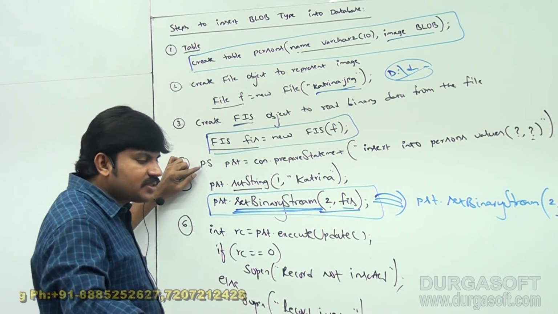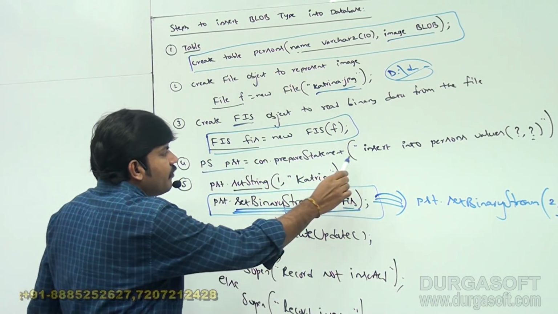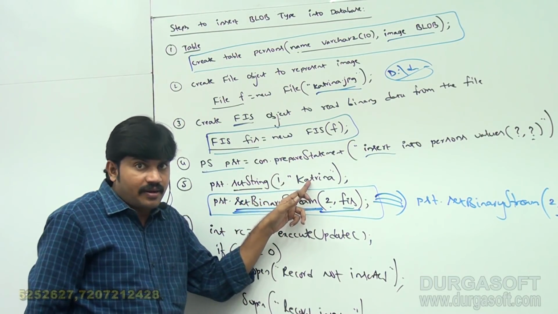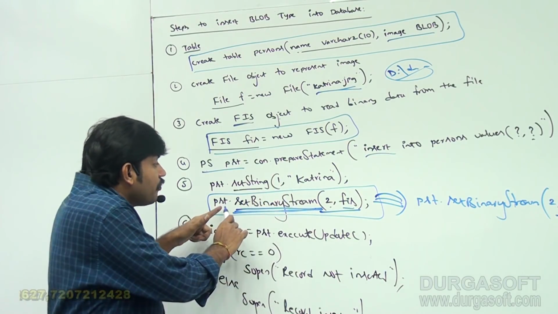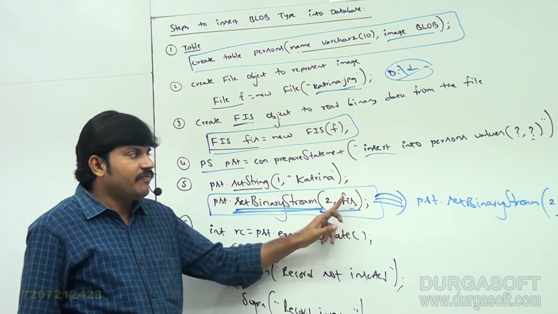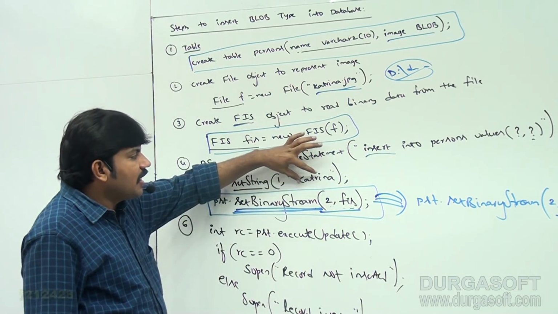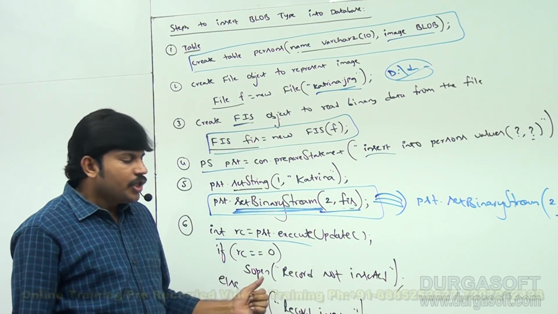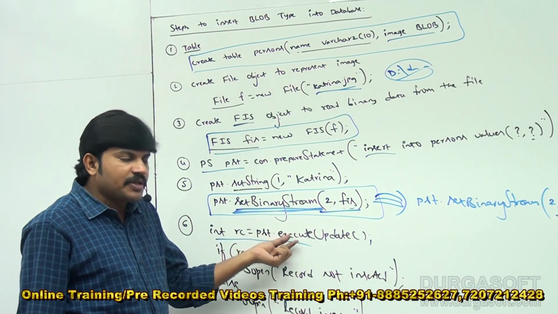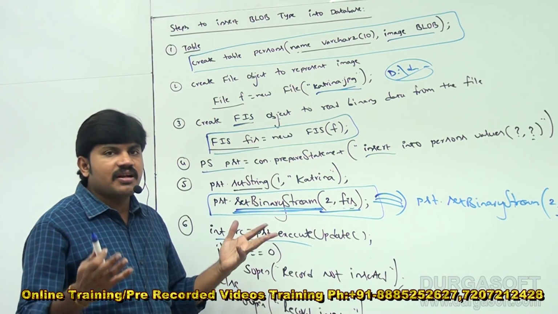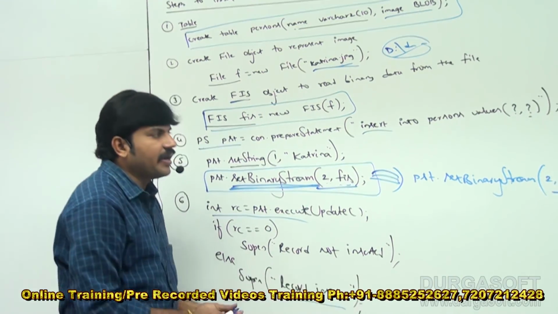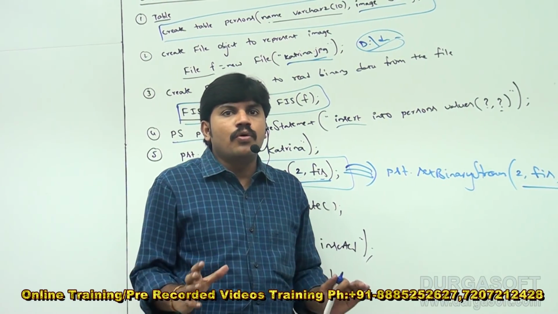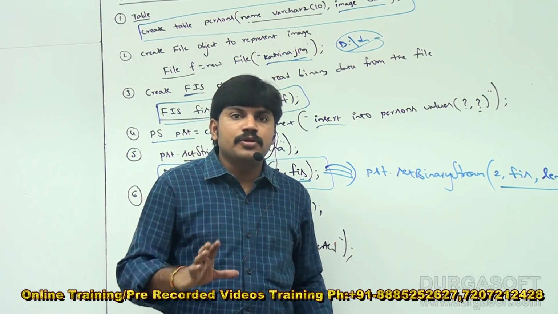Next, I want the insert query. Create a prepared statement for that insert query. pst.setString(1, "kathina"), then pst.setBinaryStream(2, fis). The first is normal text data, this is the binary data. Then execute the query. If the executeUpdate method returns 0, record not inserted, otherwise record inserted. Clear for all of you, right? That's all. This is a small example, sample code steps to insert a blob type into the database.